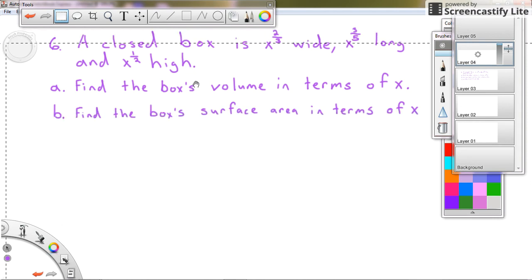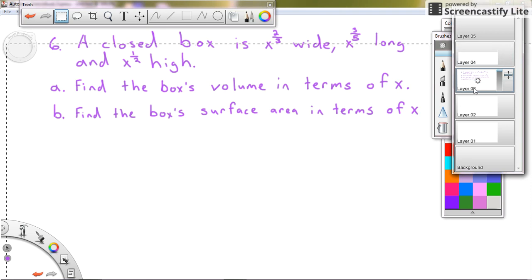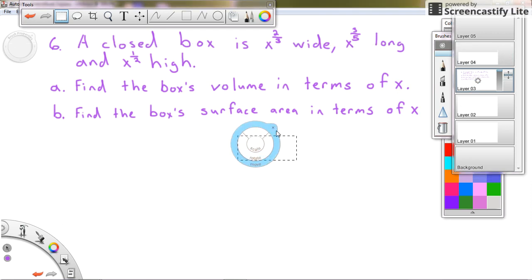Next question. Okay, find the box's surface area in terms of x. You know what, actually, oh, that didn't work at all. Yes, it did. This program's fun. Okay, I'll scale this down so I can fit it in. This was our expression for volume in terms of x. Okay, I really want to keep this somewhere. Let's put it up here.